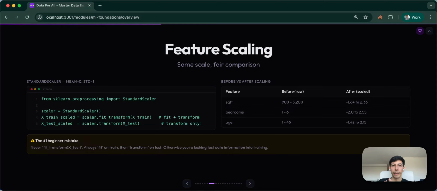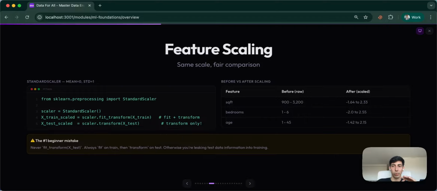Feature scaling, this one's very important. Some algorithms are sensitive to the scale of your features. If square feet goes from 900 to 3200 and bedrooms goes from 1 to 6, the model might think the square feet matters more than the other because the numbers are bigger, right? So that's when StandardScaler comes in. StandardScaler centers everything to mean 0 and standard deviation 1. Min-max scaler squishes everything to a 0 to 1 range.